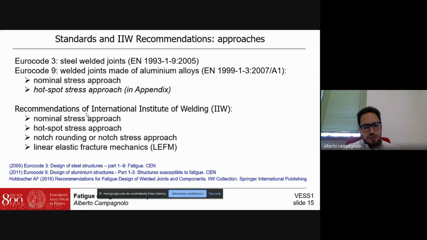We can consider the recommendations of IIW as, in a certain sense, pre-standards. Indeed, after some years, Eurocodes could take approaches recommended by the International Institute of Welding and include them directly in the Eurocodes. So maybe in the future we will see also the notch rounding and the linear elastic fracture mechanics included in Eurocode 3 and Eurocode 9.